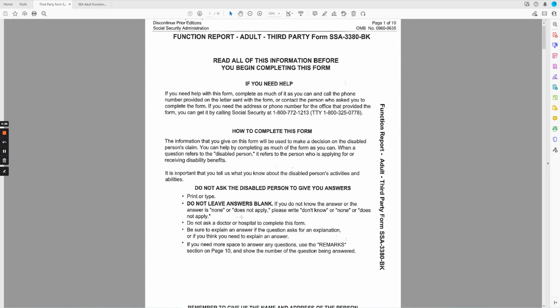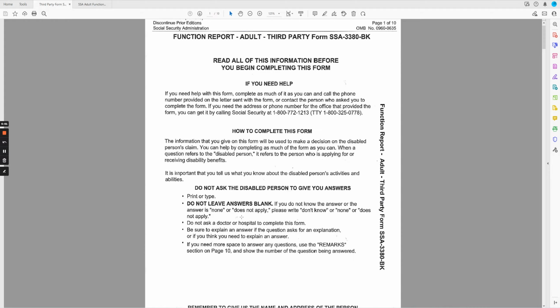The other thing that I want you to know is don't leave any questions blank. And then it talks about here, if you need more space to answer any questions, you can use the remarks section on page 10. And yes, you can use that. If you run out of room there, we also encourage clients to use another piece of paper and just attach it to the form when you mail it back in.